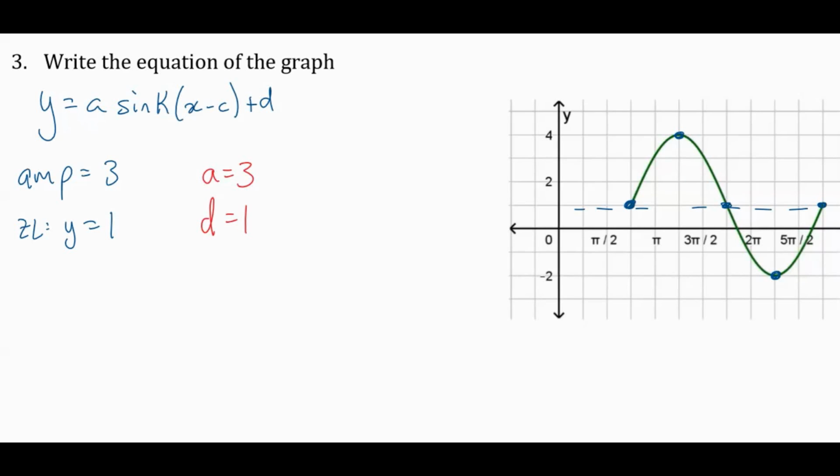Okay, to find our C value, or where it starts, I've got to figure out the scale. So if 2 squares is pi by 2, half of that is pi by 4. So this is 1 pi by 4, 2 pi by 4, 3 pi by 4 to get me to the start. And the C value is equal to the start.